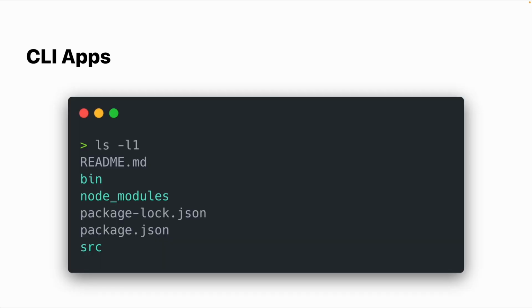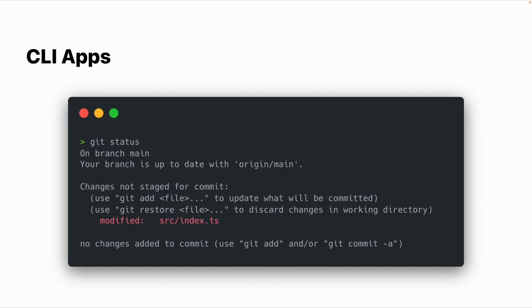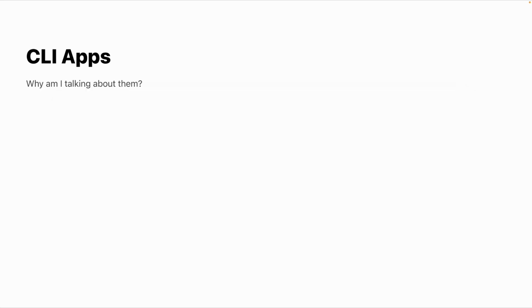Here's an example of the ls command. This command just lists the contents of a directory. Here's another example of a more complex CLI. This is git. I've run git status here, and so it's showing me which files are modified in my working copy.